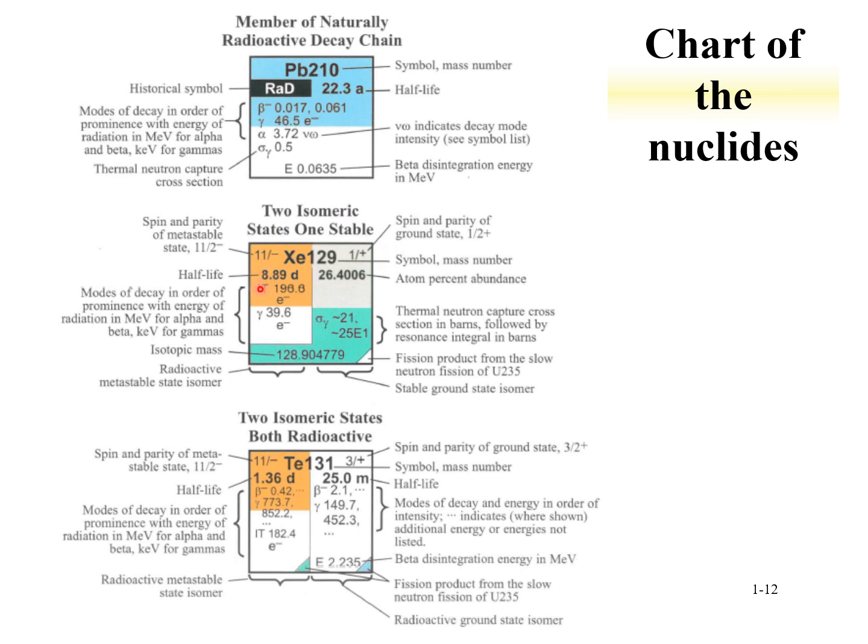So this is a metastable state, ground state. Metastable state, spin and parity, half-life, decay modes. Ground state, spin and parity. This is stable, so this is the atomic abundance. And then two isomeric states that are both radioactive, so tellurium-131. The metastable state, spin and parity, 11 halves minus. Ground state, 3 halves plus. The half-life of each state, and then the other data as we discussed.